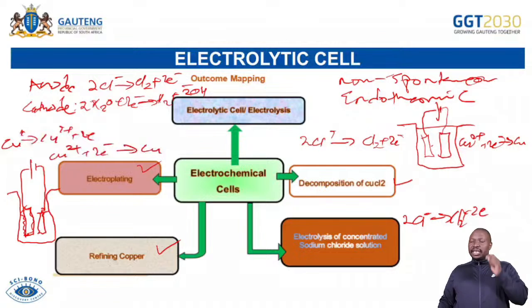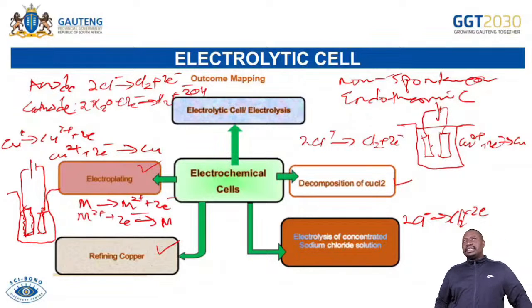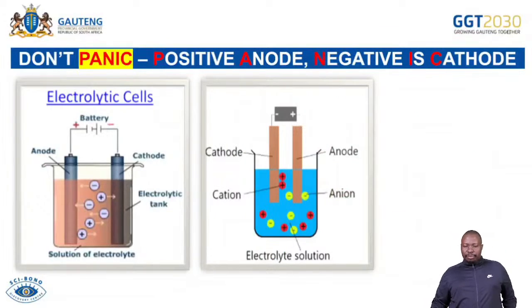And electroplating, as your very last process on this one, you are going to have the metal on the anode, and the metal will lose electrons. And on the cathode side, you just write the same reaction in reverse. Please do that. You will see that there are a lot of marks that you can get in this particular question. So I hope you were able to understand.